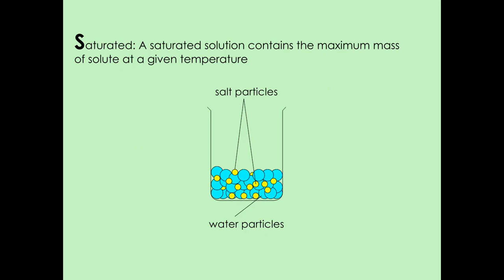So when we talk about a saturated solution, we said a saturated solution means that it's got the maximum mass of solute at a given temperature. So the amount of mass that you can add will depend on the temperature of the solvent. So if we think about our diagram of our salt in this case, with the particles spread out in between the gaps of the water particles.